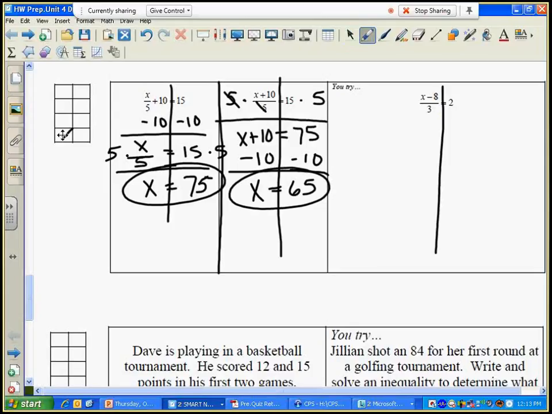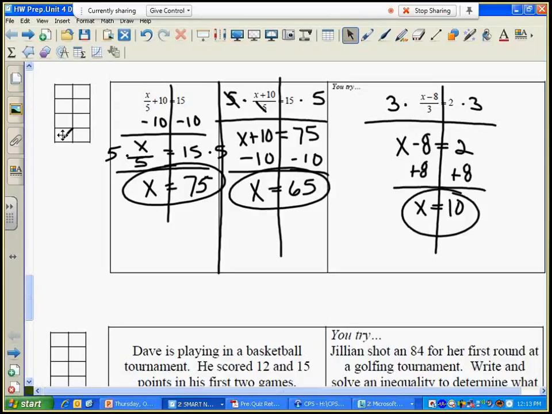Okay. Here we're going to multiply by 3 on both sides first, because the person who made the problem divided by 3 last. Then we'll get rid of the 8 by adding it away. This will only be true if x equals 10.